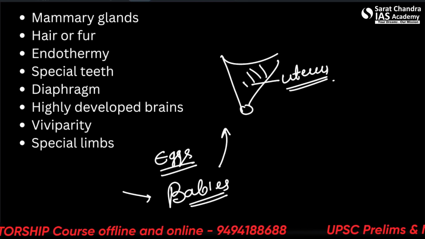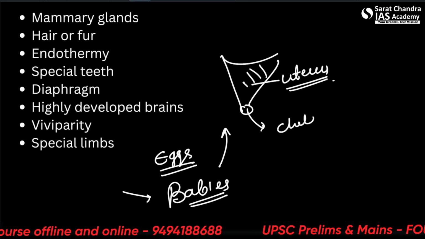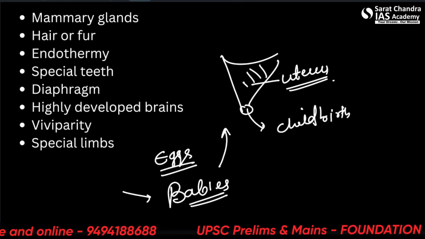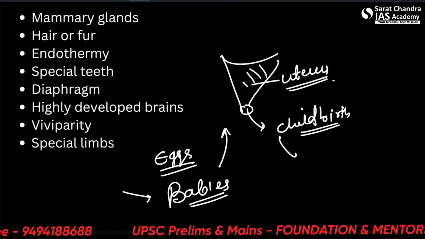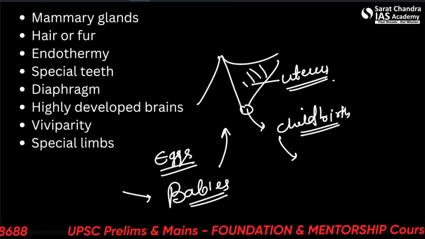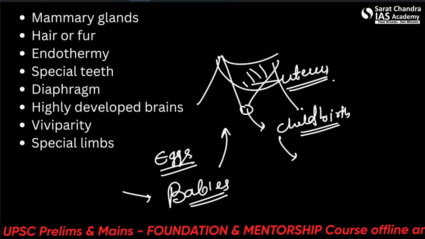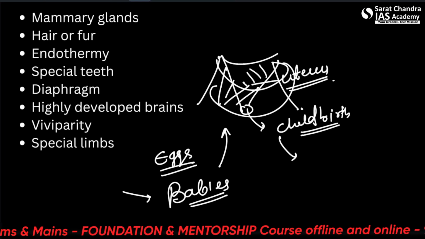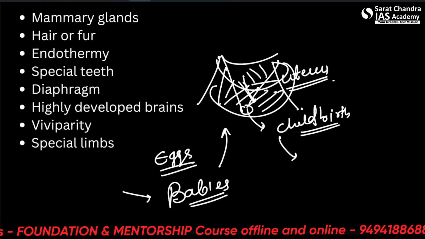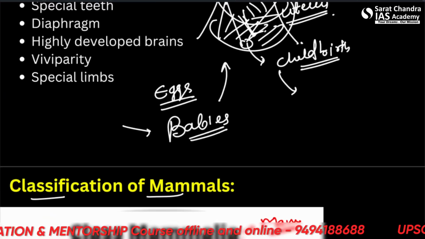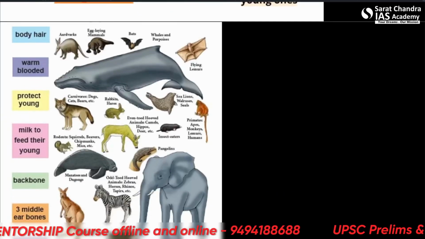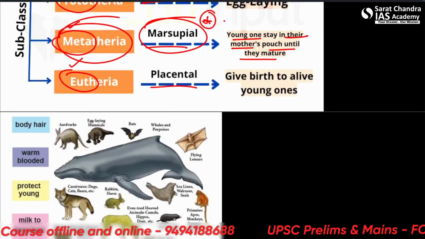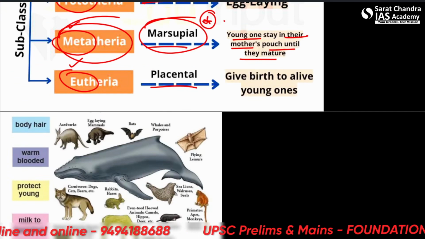But it depends how they grow up. The younger ones go inside an external pouch on the mother's body later on. The pouch is external and the placenta is connected here to feed them. Humans are an example of placental mammals. I hope you have understood this already.